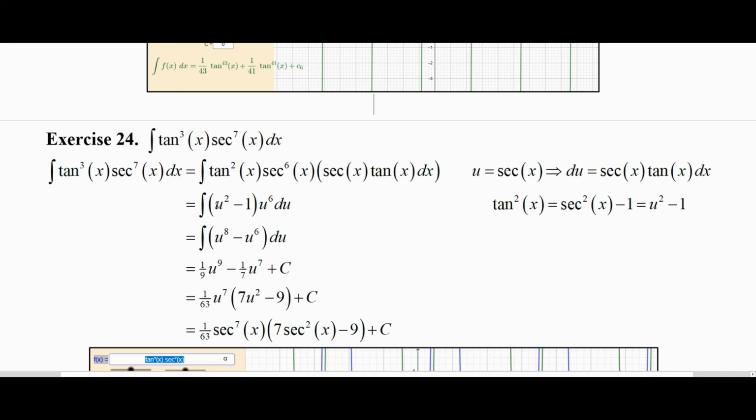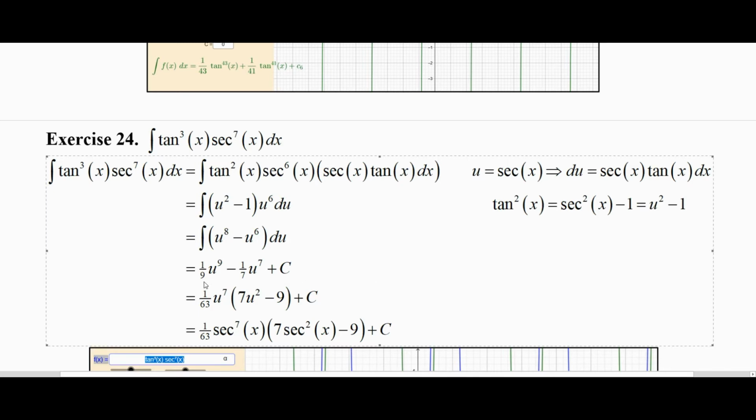Distribute the u to the 6th, this becomes u to the 8th minus u to the 6th, and now we can just find an antiderivative by using the power rule. Go up 1, it's 9, multiply by that reciprocal, puts a 1/9 in front. This power goes up to 7, multiply by 1/7. Then we got to put a plus c when our last integral sign disappears.